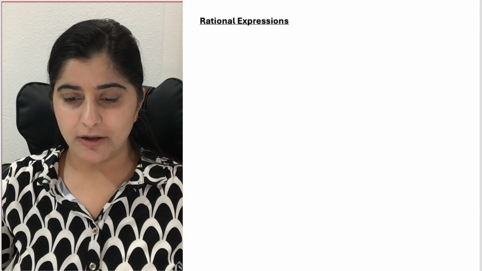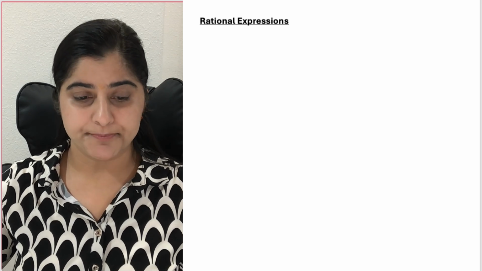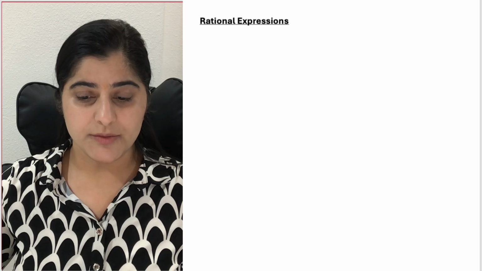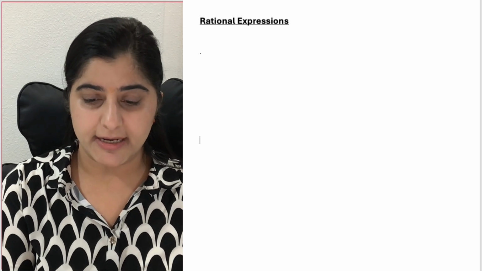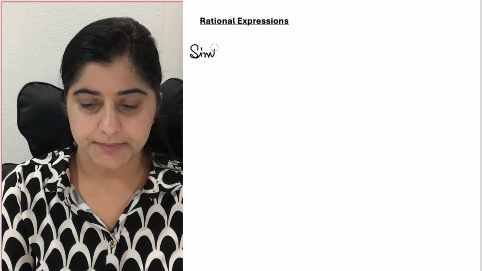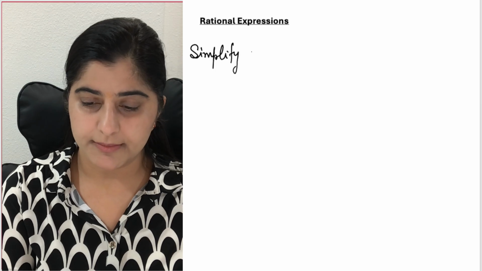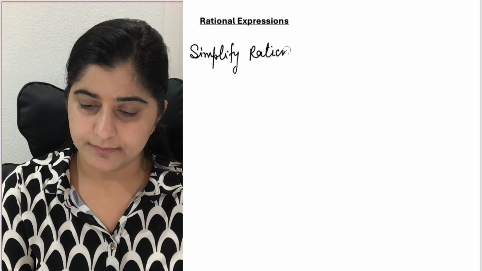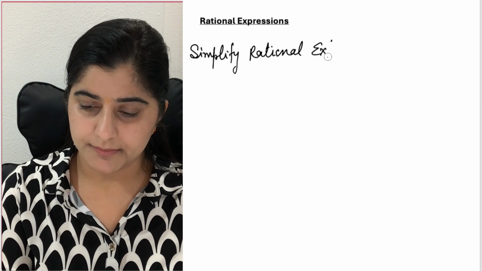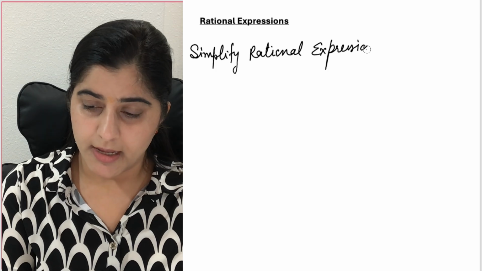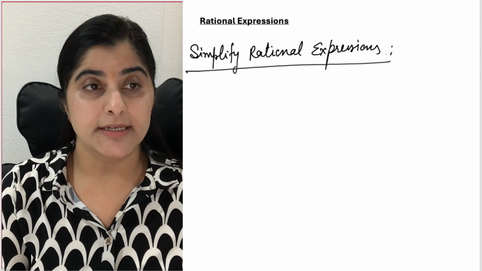Now we are going to talk about rational expressions. So first we will simplify rational expressions. Rational expressions are written as fractions.